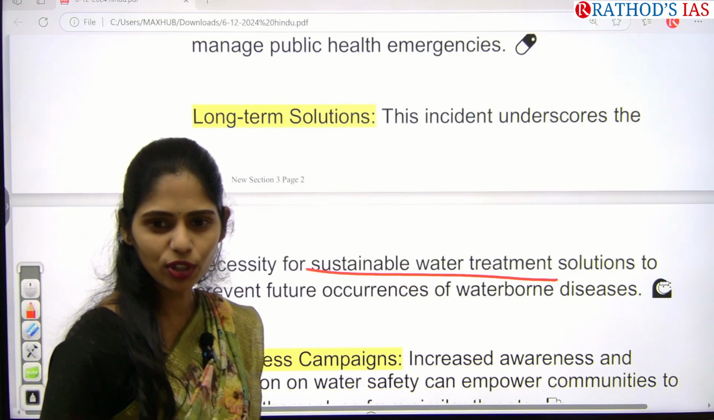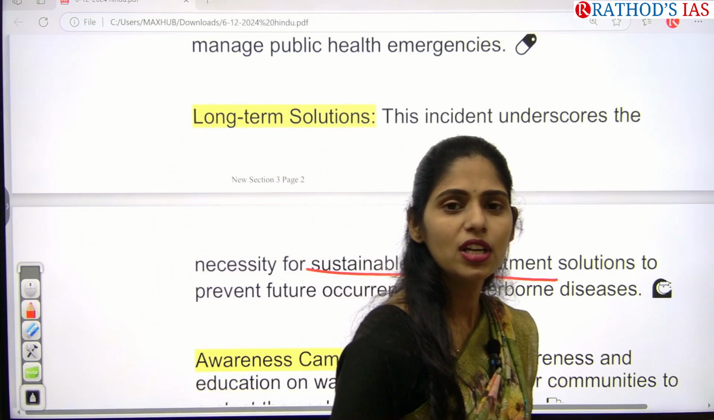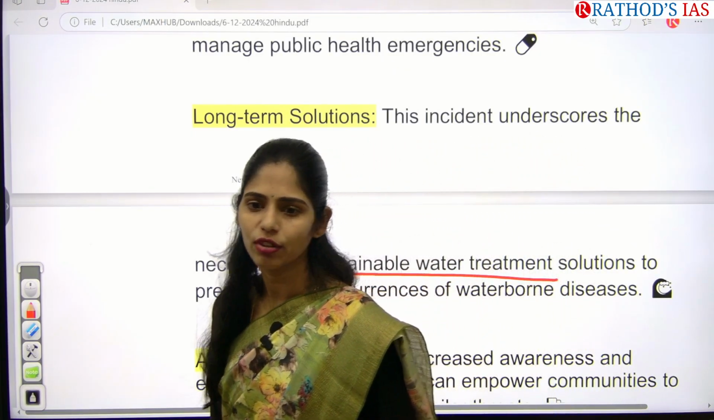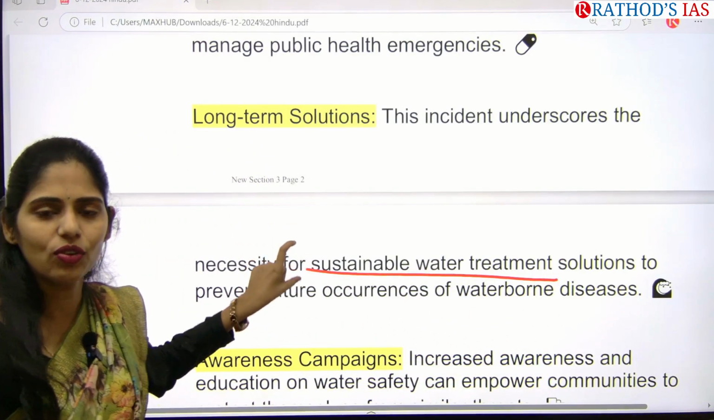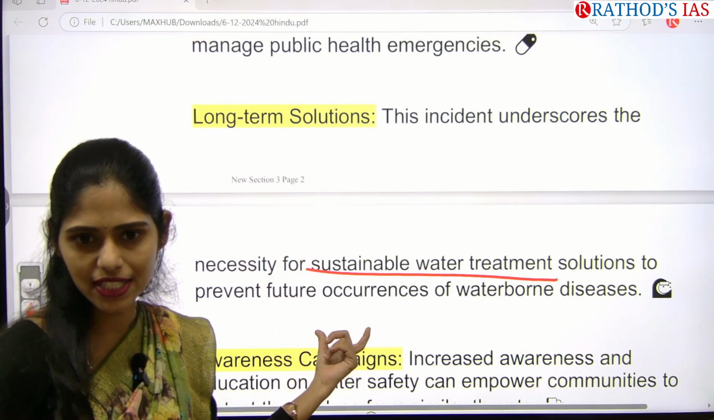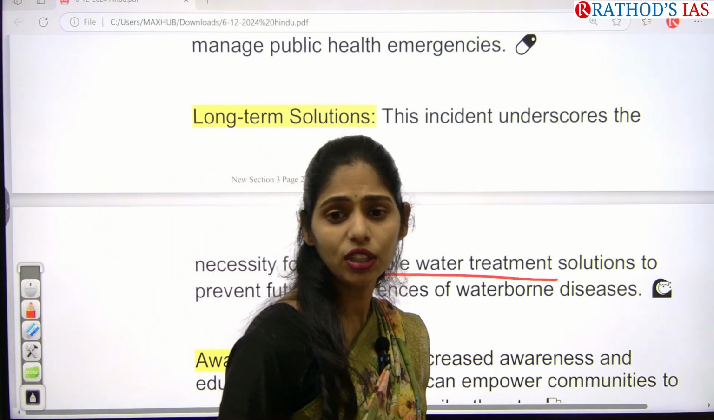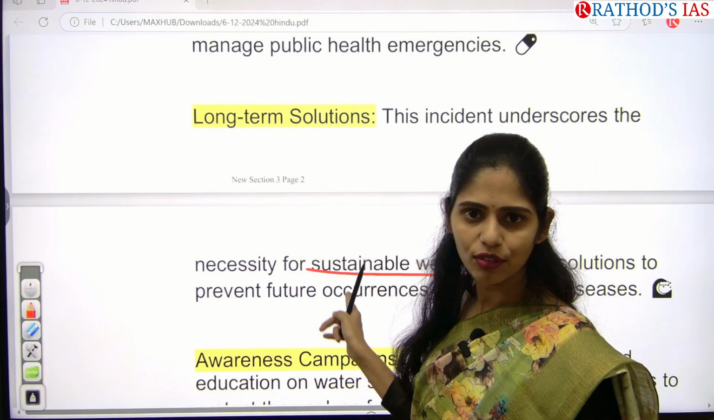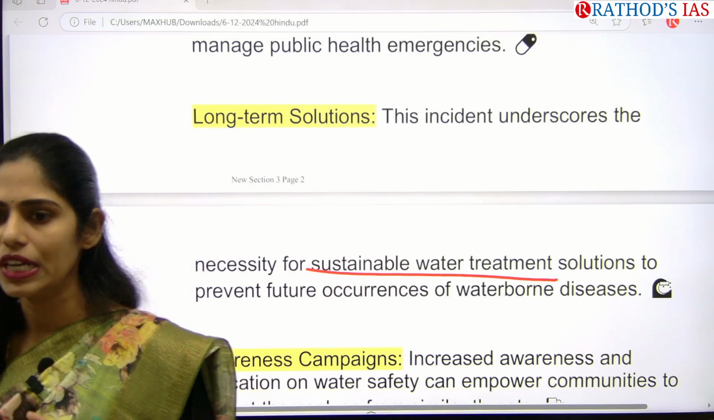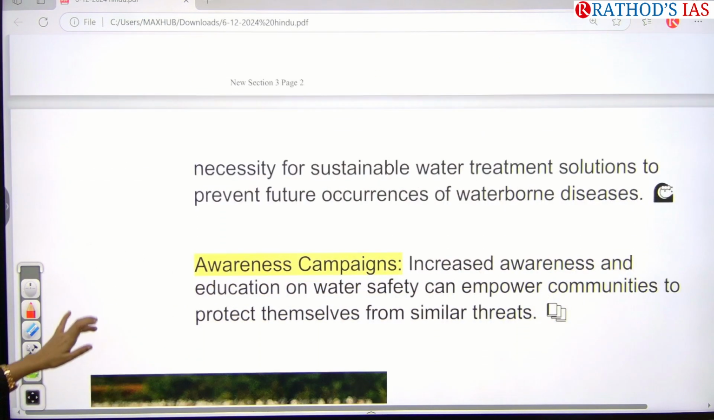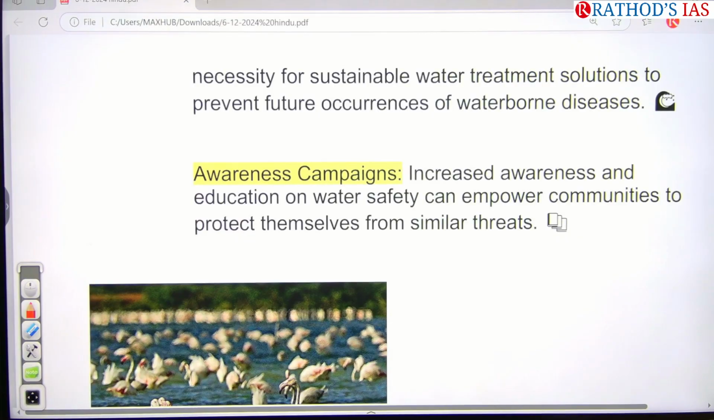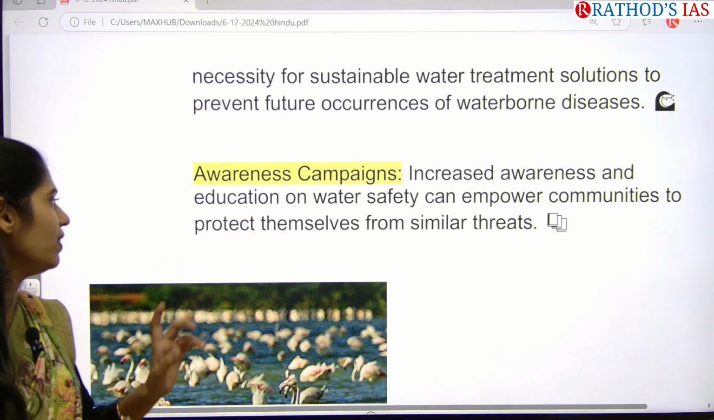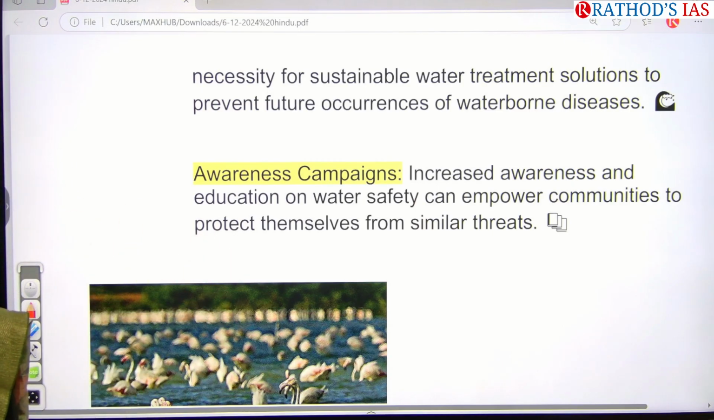In diseases, we have 2 types, that is communicable and non-communicable. The most important reason for the spread of communicable disease is contamination of food and water. Because of this, there will be a wide spread of diseases, especially diarrhea and cholera. The death rate is huge, especially in children below 5 years of age. So we have to take urgent steps to control waterborne disease. And we even have to focus on awareness campaigns and give education to the people regarding water safety, so that we can empower the communities to protect themselves from this kind of incident.